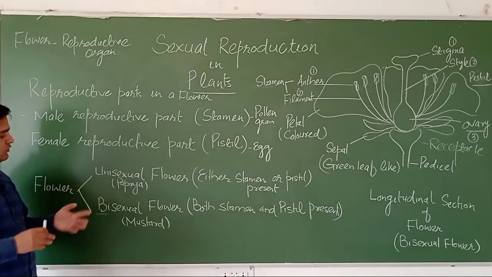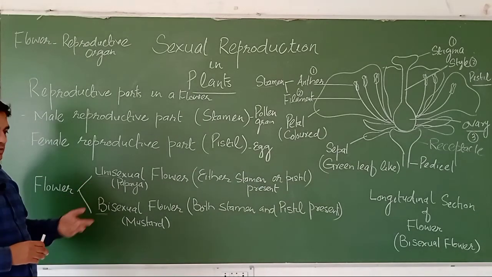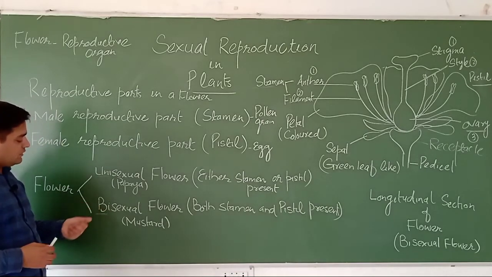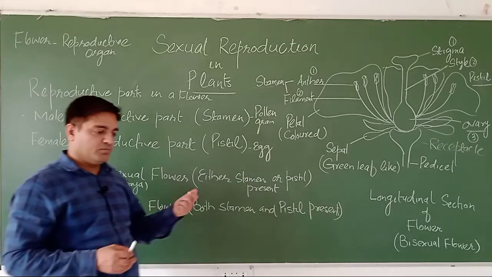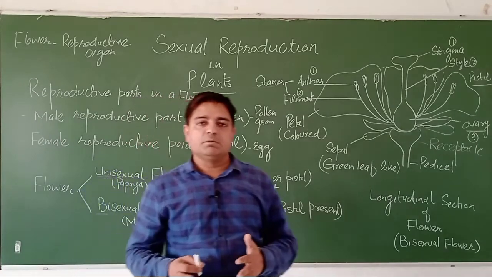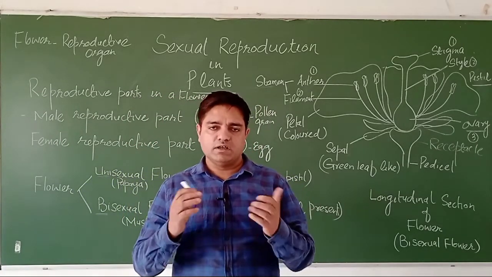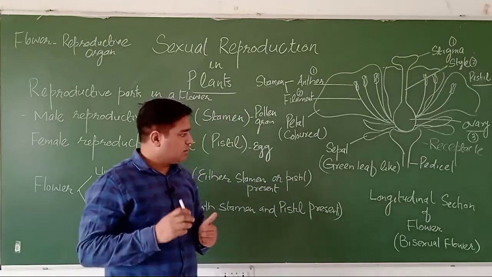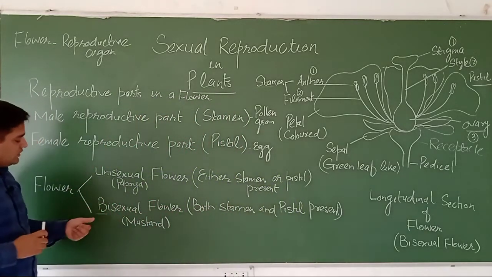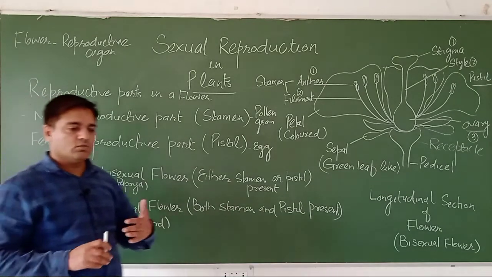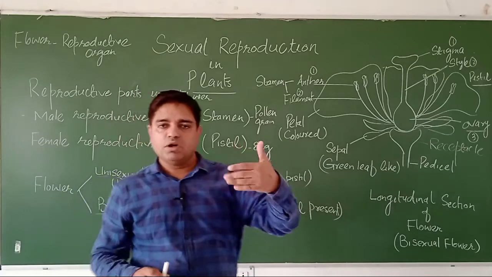The example of a unisexual flower is papaya. Papaya means papita. The example of a bisexual flower is mustard. It means सरसों. आपने सरसों का येलो पौधा देखा होगा, येलो फ्लावर देखा होगा. That yellow flower is known as a bisexual flower on the basis of the presence of reproductive parts.